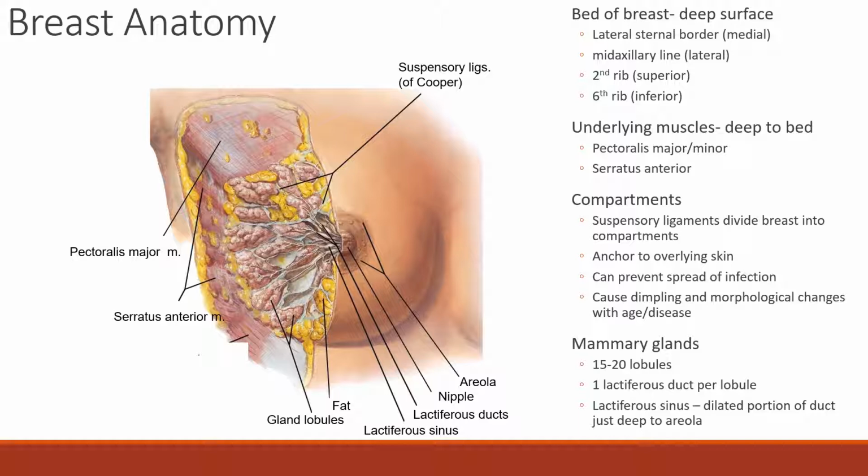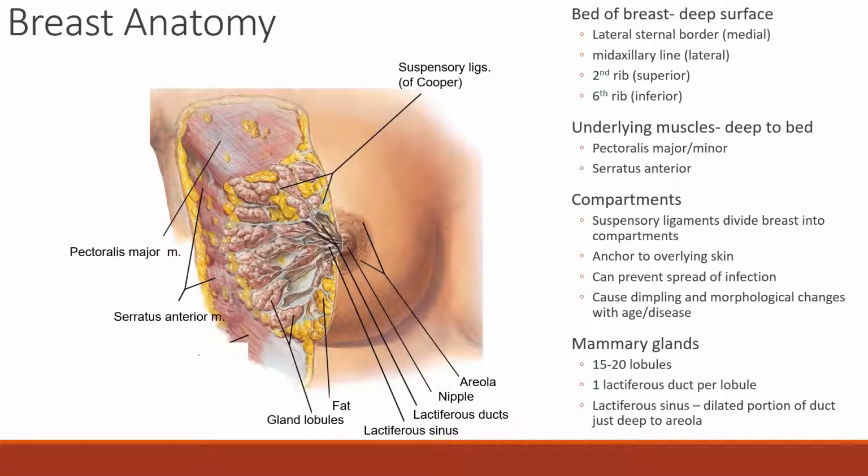The breast occupies a space called the bed of the breast, which lies superficial to the pectoral muscles. It is found medial to the axillary region and lateral to the sternum. And so you can review the specific details here.